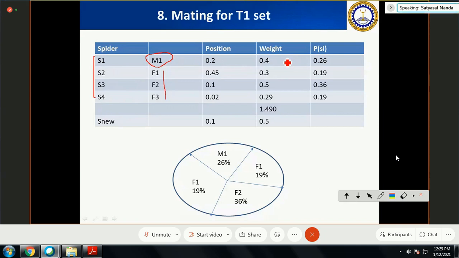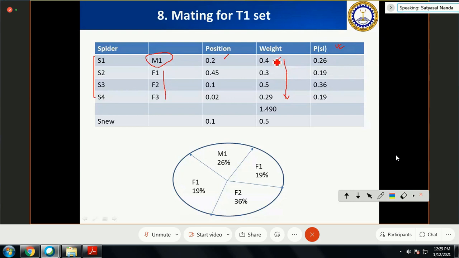The probability of each spider we can calculate by taking the sum of all these weights, 0.4, 0.3. So how to calculate the weight? The weight is calculated from the fitness of the position. The position of the spider is known. From there we can substitute this position in the fitness function and calculate the fitness of each spider, and from the fitness we can calculate the weight of the spider. From these weights, we can then calculate the probability of each particular spider.